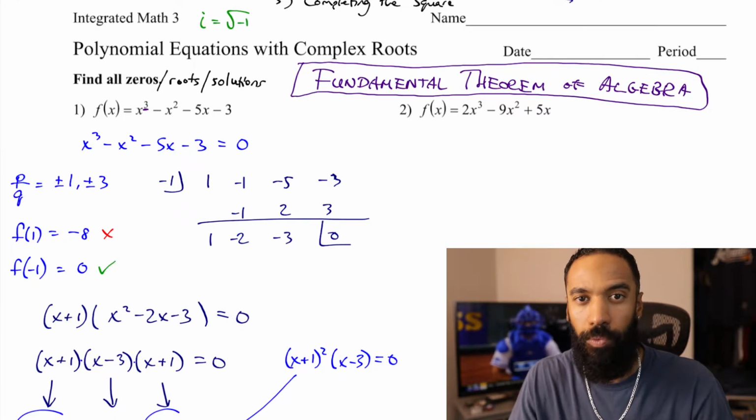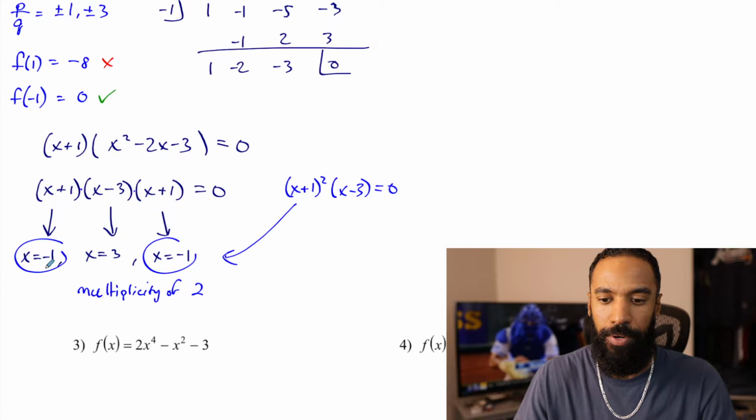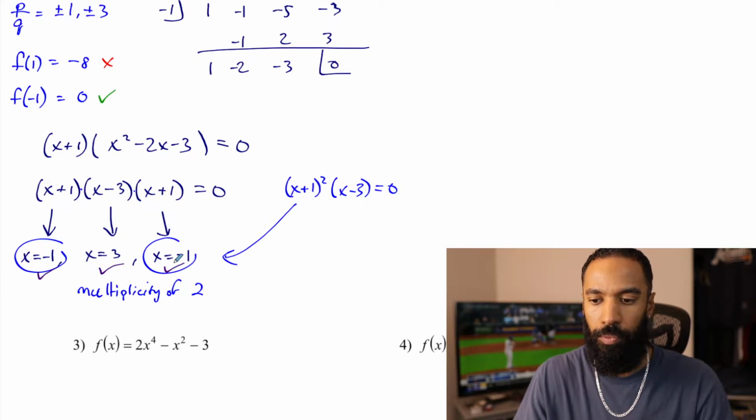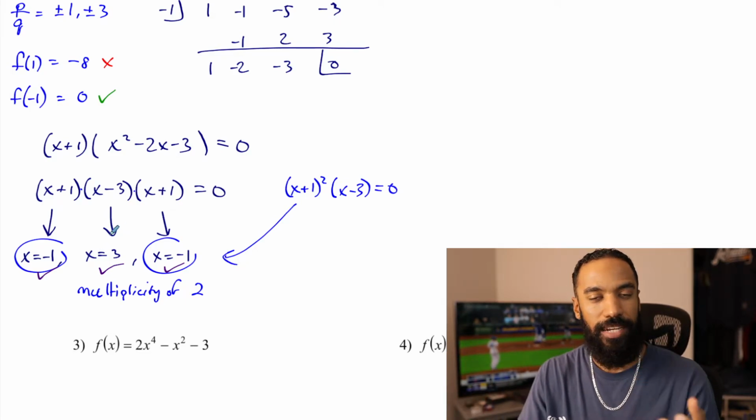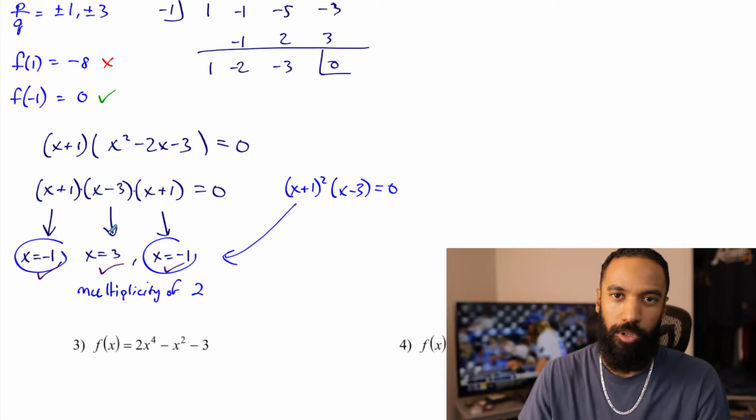This was a cubic right here. I expect 3 solutions. I did have 3. 1, 2, 3. Now, one of them had a multiplicity of 2, which will appear. That's a part of it right there. So there are technically 2 solutions, one with a multiplicity of 2.